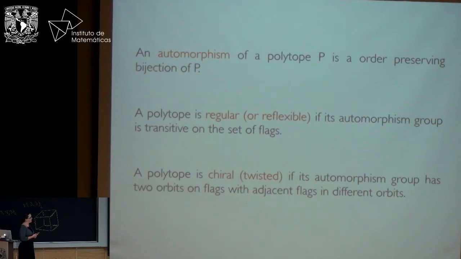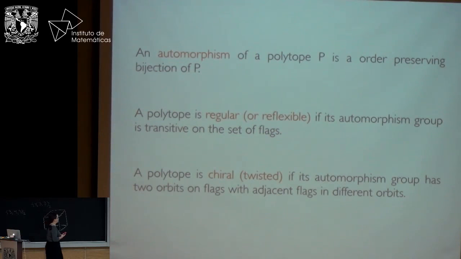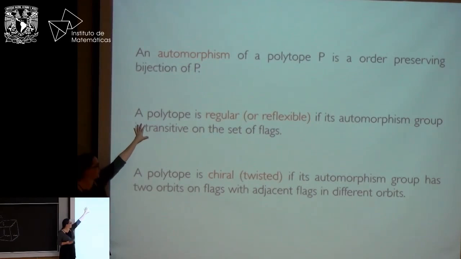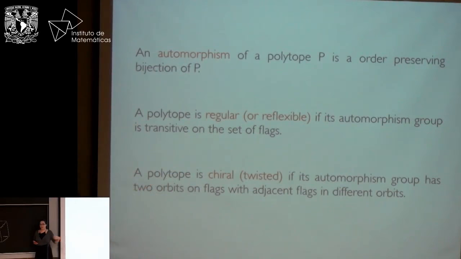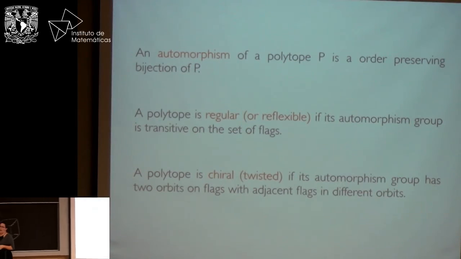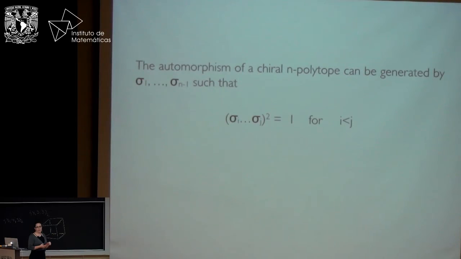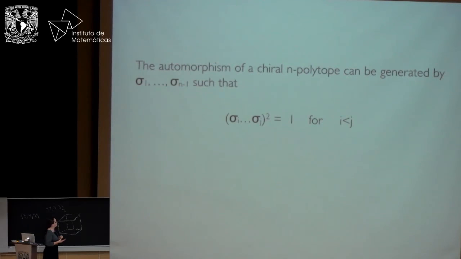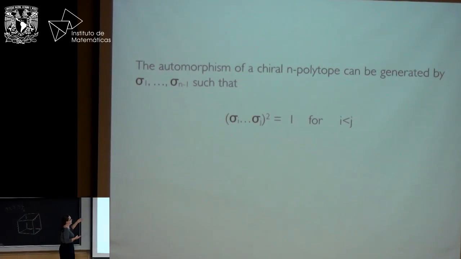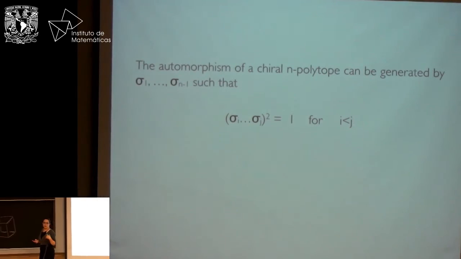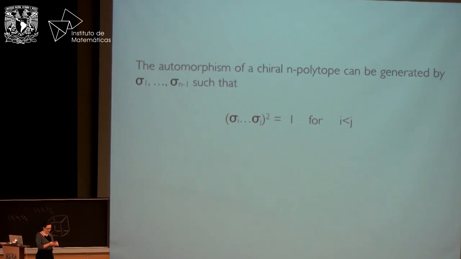And I'm going to say that the polytope is chiral, or twisted, if the automorphism group has two orbits on flags with adjacent flags in different orbits. So this is precisely the idea: here I have reflexible, so I have all the possible reflections, and then here I have all the possible rotations, but I have no reflection. And the group of a chiral polytope, or a twisted polytope, looks much like the group that I showed you before. So it's generated by n minus one rotations that satisfy some relations. That is, when I multiply consecutive ones, I get involutions. That's the only thing that I have.